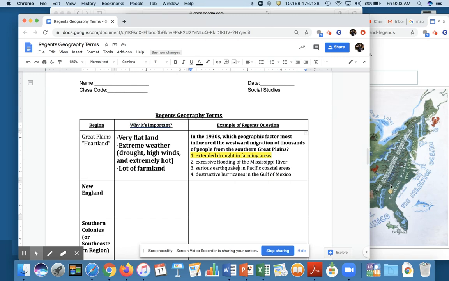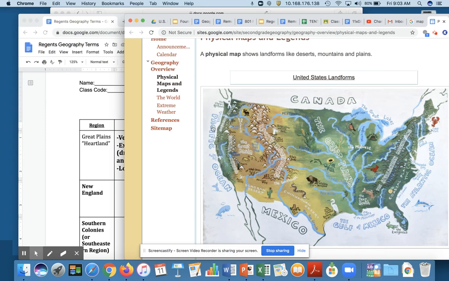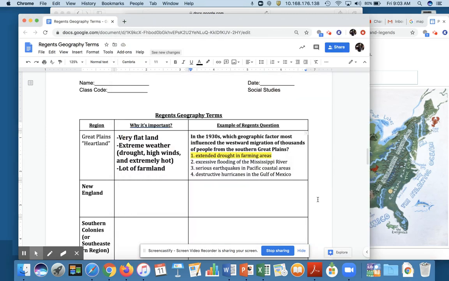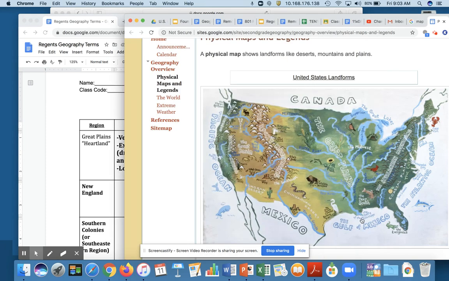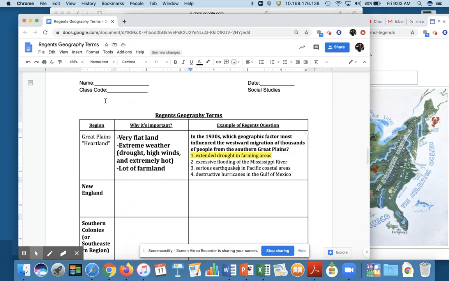Serious earthquakes in the Pacific coastal areas. The Pacific is out over here by the Pacific Ocean, so that can't be it. And destructive hurricanes in the Gulf of Mexico. That could be it, but the Great Plains is more of the center of the country, so that's not the best answer.